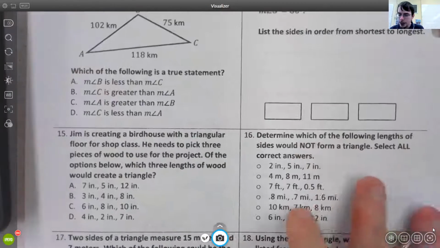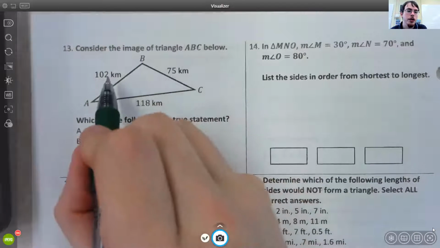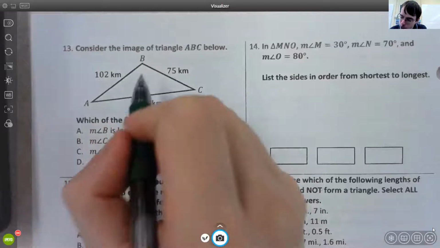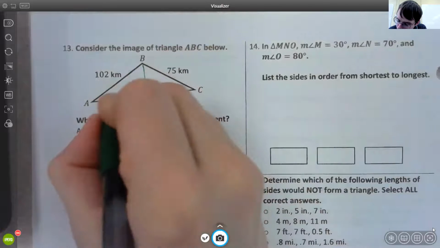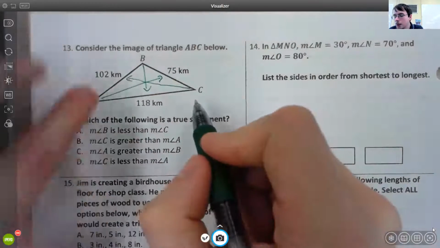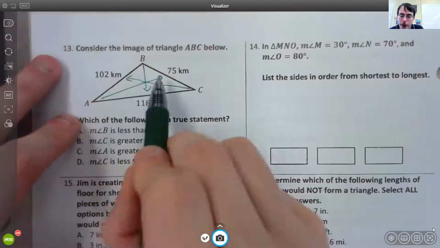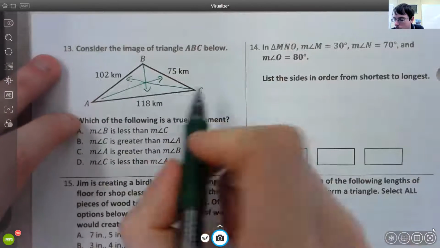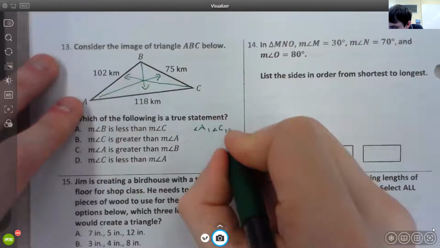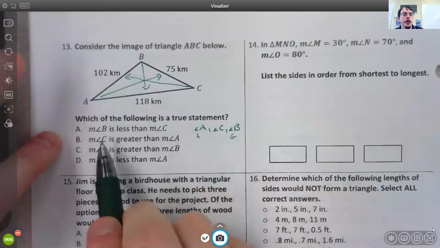All right, let's look at number 13. Number 13 says, consider the image of triangle ABC below. Which of the following is a true statement? I'm always going to just tell you to draw your arrows, list them, and then compare them based on that list. So I'm going to go from least to greatest again. So our least angle here, angle A, points to 75. C points to 102. And B points to 118. So that's from least to greatest. Okay? So let's compare it to each one of these.